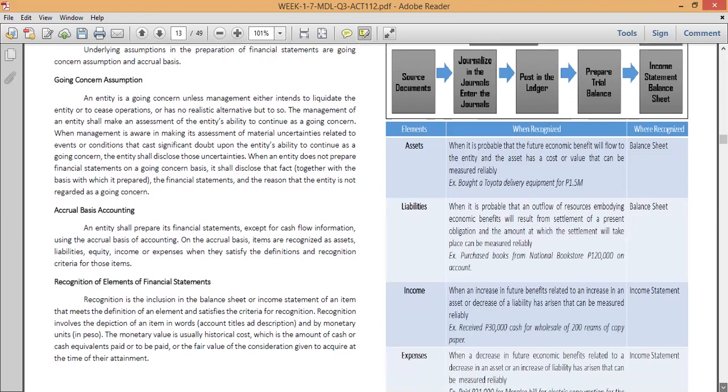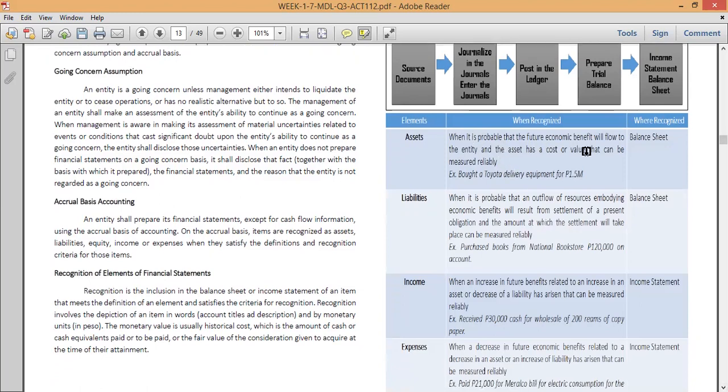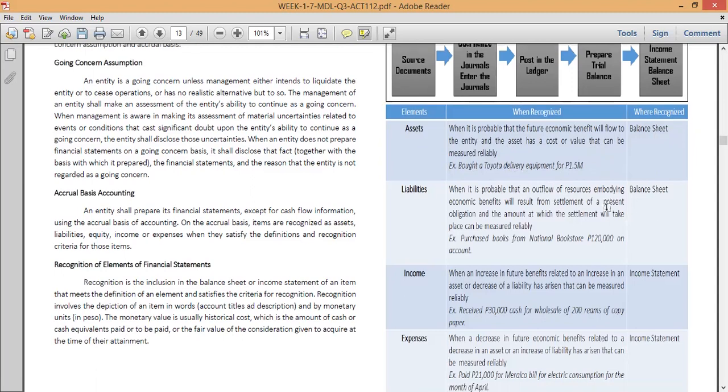So, paano nga ba natin mare-recognize yung different elements of accounting? Under assets, when it is probable that the future economic benefit will flow to the entity and the asset has a cost or value that can be measured reliably. Makikita ninyo, example niya, bought a Toyota delivery equipment for 1.5 million. So, saan siya makikita? Sa balance sheet. Okay? Asset kasi bumili tayo ng kotse para sa ating delivery equipment, 'di ba? Consider yon as your own, pagmamay-ari mo. So, automatically asset siya. Saan to makikita? Sa balance sheet, sa financial statement.